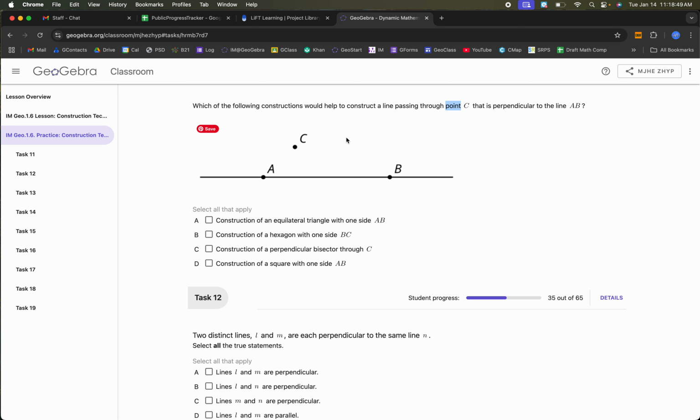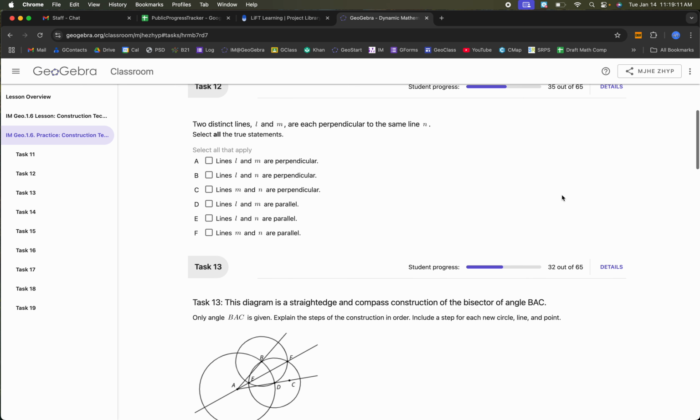Okay, so which one of these things would be one of the steps involved in getting a line that would go down through point C that would be perpendicular to AB? That's what it's asking. Pause the video. Answer the question.